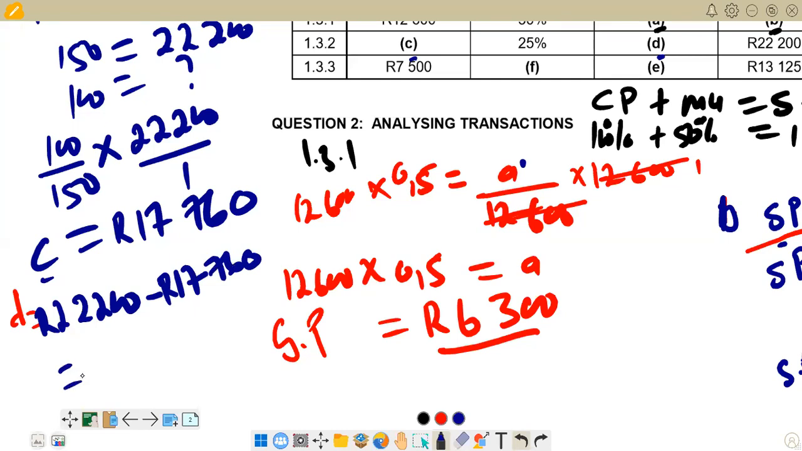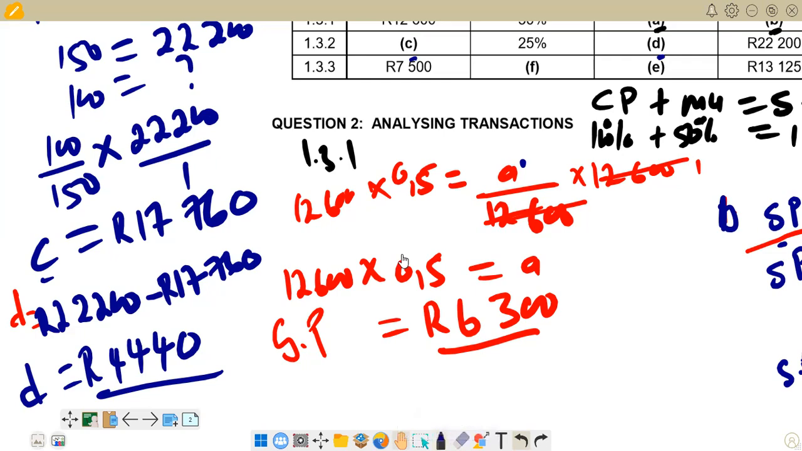When we calculate that one, we are supposed to get 4,440. Let's try to calculate that one. Right, so when you calculate 22,200 minus 17,760, you are going to get 4,440. So this is our D. Simply that. Then I will go to 1.3.3 and try to find out what we have there.